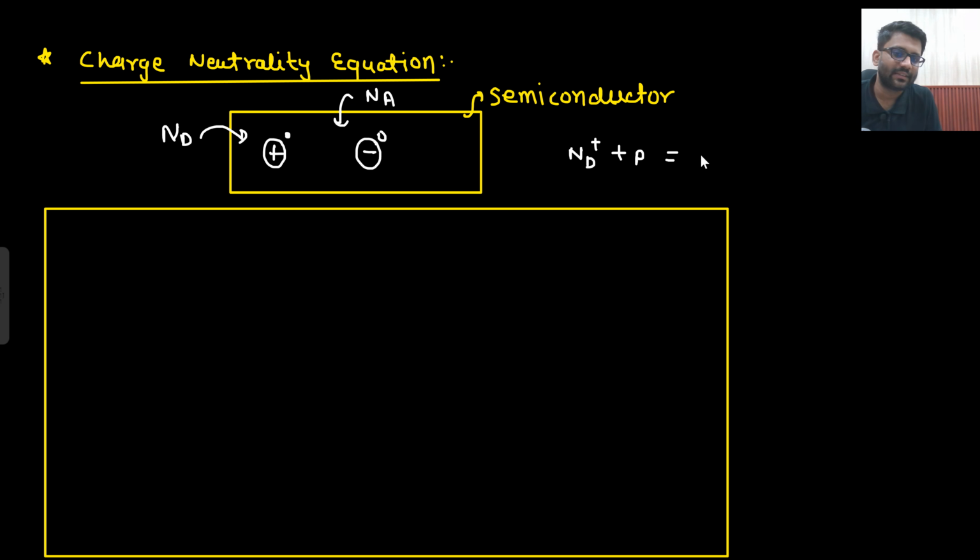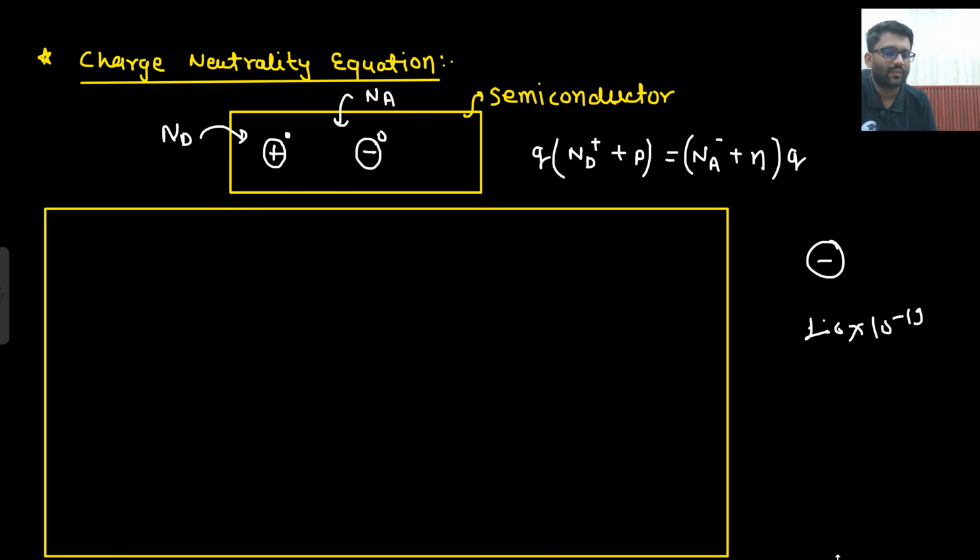And what are all the negative charges? Negative charges are Na minus plus the number of electrons. The number of electrons I will represent as n, and each of them has the same charge q, which is 1.6 into 10 to the power minus 19. Let us say this is the ion I am having. What is the charge of this ion? 1.6 into 10 to the power minus 19 only, no? This is negatively charged, this is positively charged, 1.6 into 10 to the power minus 19.